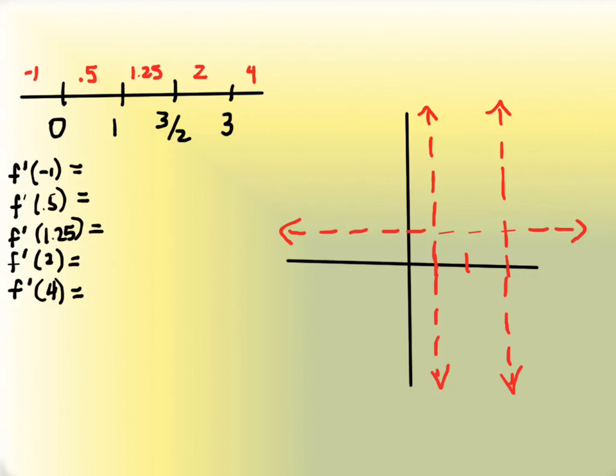All right. Has everybody had a chance? I know Kelsey's still working, but everybody else have a chance to get those values in? What happened when you entered -1? You got a negative? How about 0.5? Positive. 1.25? Okay. 2? And 4? Okay.